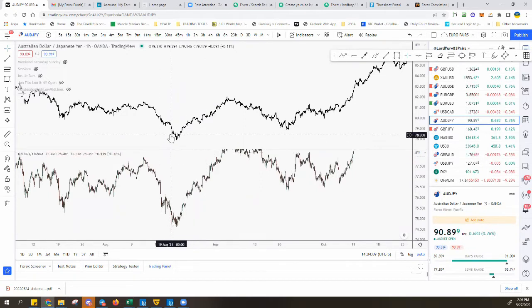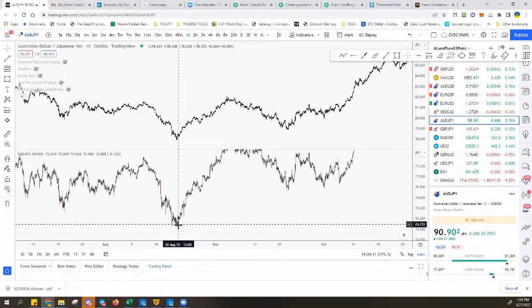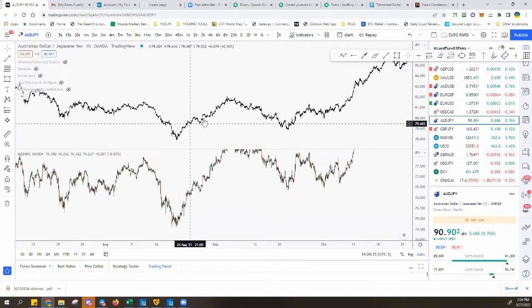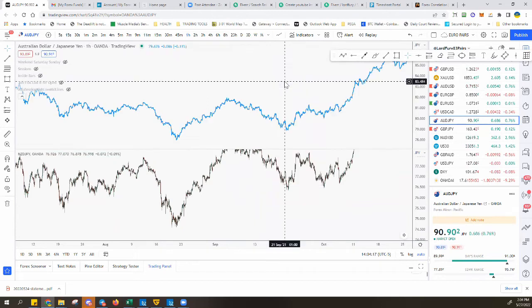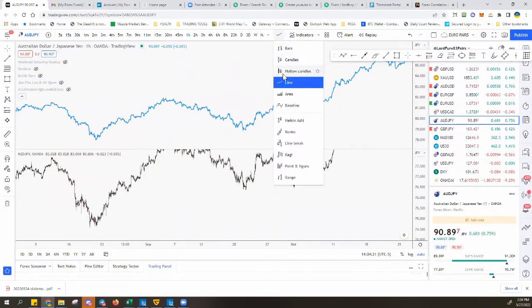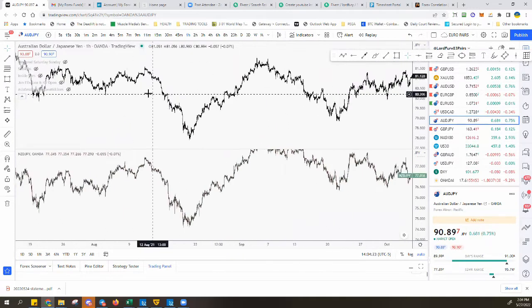Well, there's one right here. That one's going down. This one's going up. By the way, I don't include the wicks in my comparison, so if you want, you can always make it the line graph, and it will eliminate the wicks if it's easier to see.